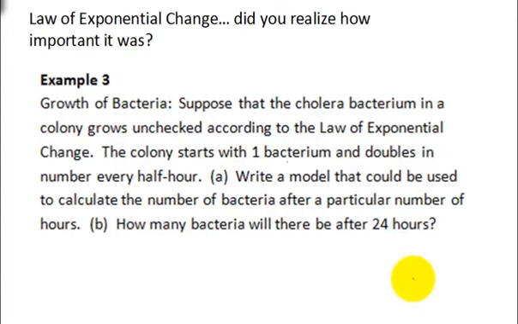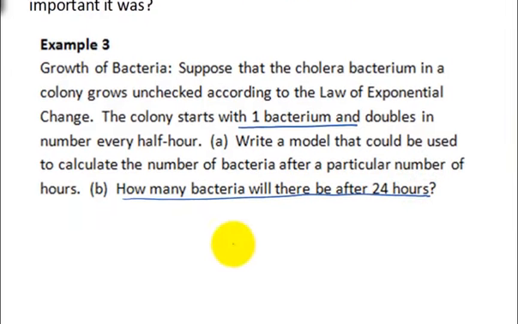So here's the problem. Suppose that the cholera bacterium in a colony grows unchecked according to the law of exponential change. If the colony starts with one bacterium and doubles in number every half hour, what we want to do is write a model that could be used to calculate the number of bacteria after a particular number of hours. And then secondly, we want to figure out how many bacteria there will be after 24 hours. Now, you really don't need any calculus to do this. You can do this all with algebra.